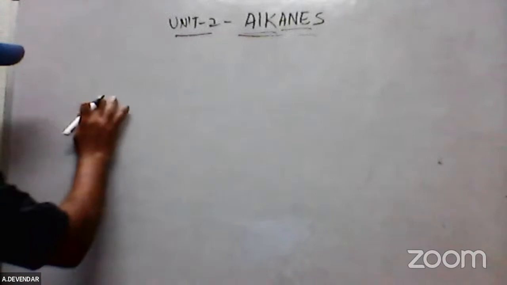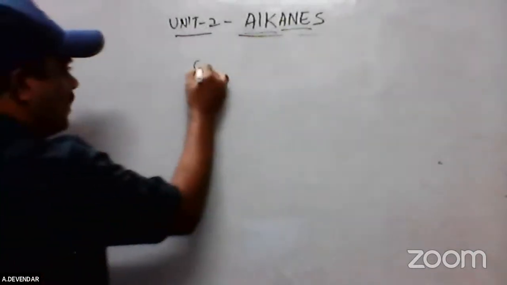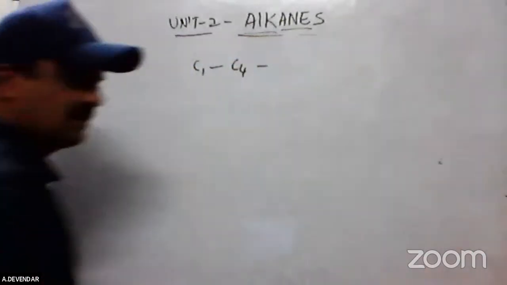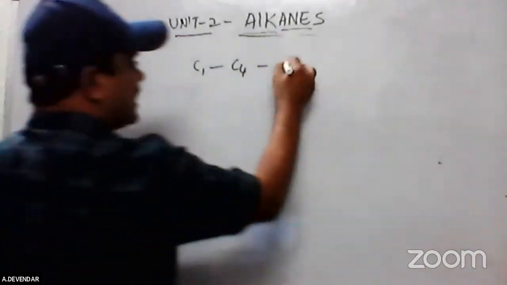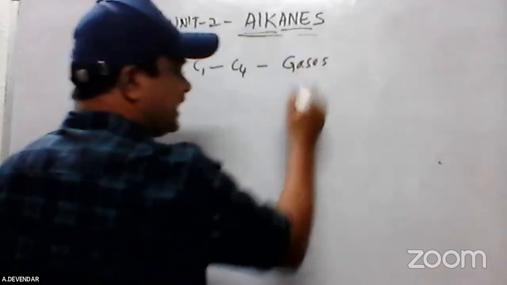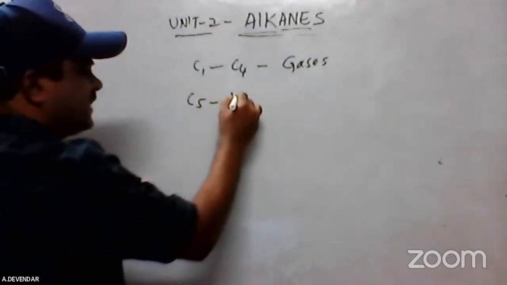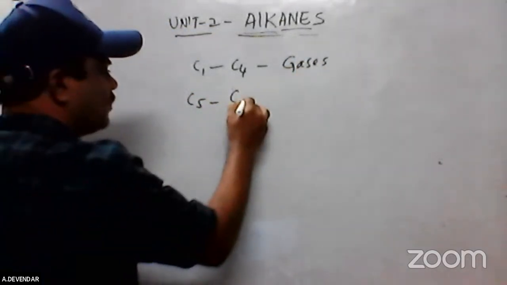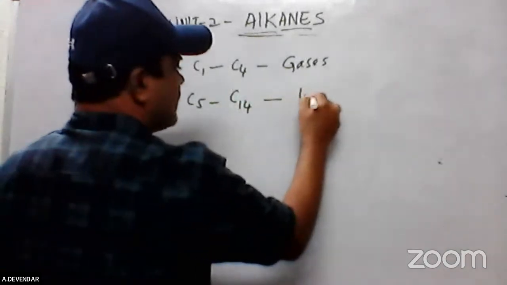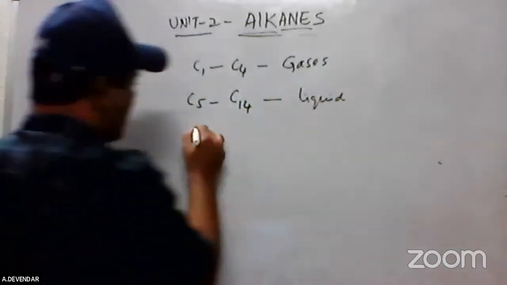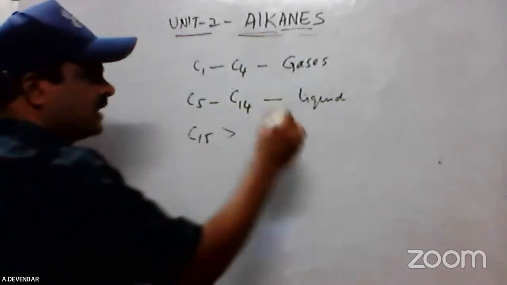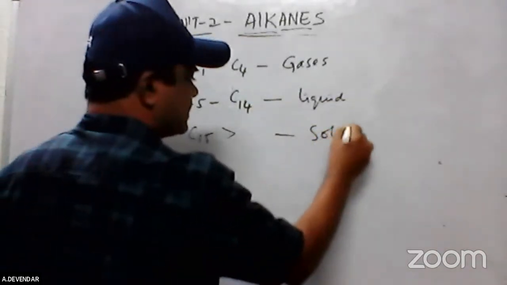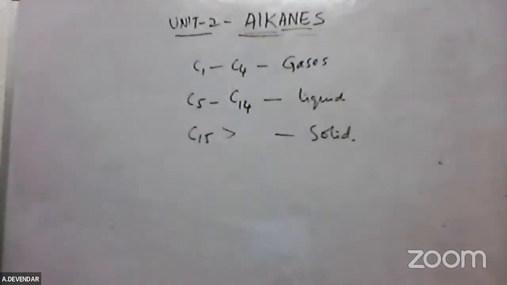Now the physical properties of alkanes. C1 to C4, that means methane to butane, are gases, in gaseous state. Next, C5 to C14 are liquid states. And C15 and higher numbers greater than that are in solid state. These are the physical properties.